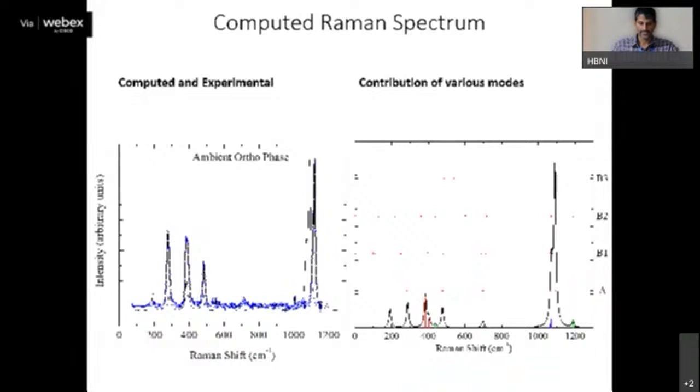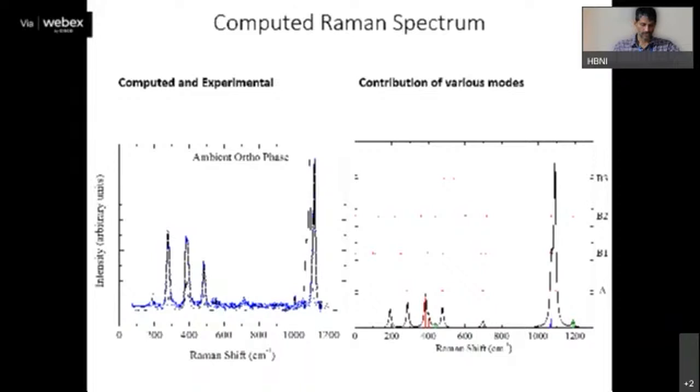These simulations can also help in interpreting the Raman scattering data. Here is an example. The dotted line gives the experimental curve, and the solid line is the computed non-resonant Raman scattering cross section using the first principle simulation. One can see that at ambient condition, it matches very well.